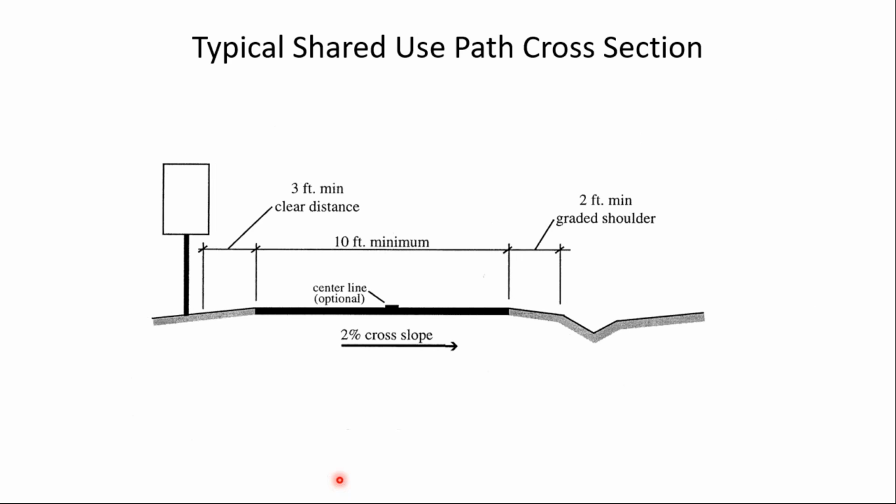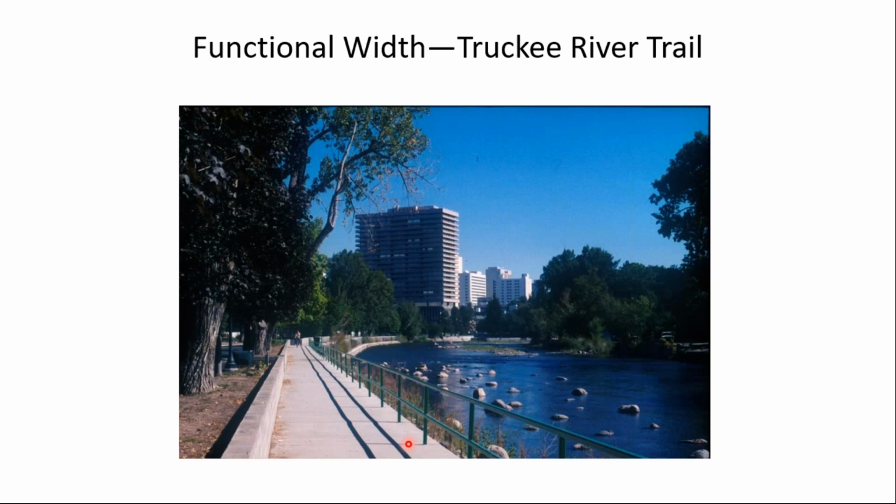This is a sketch of a typical shared use path cross section, 10-foot minimum from pavement edge to pavement edge, and then you see the different minimums, graded shoulders and clear distances and so forth. And again, 2% maximum cross slope to comply with ADA. I mentioned earlier today the idea of actual width versus functional width.